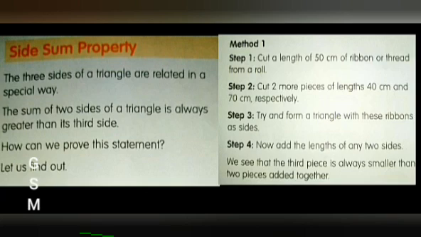Step 1. Cut a length of 50 cm of ribbon or thread from a rod. Cut two more pieces of length 40 cm and 70 cm respectively. Try and form a triangle with these ribbons as sides. Now add the lengths of any two sides. We see that the third piece is always smaller than two pieces added together.